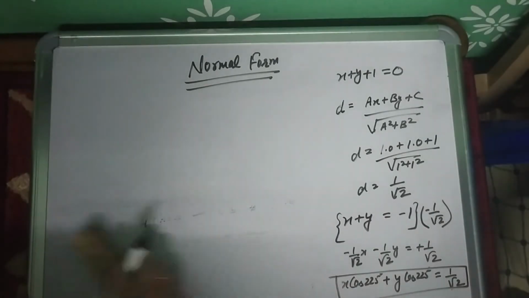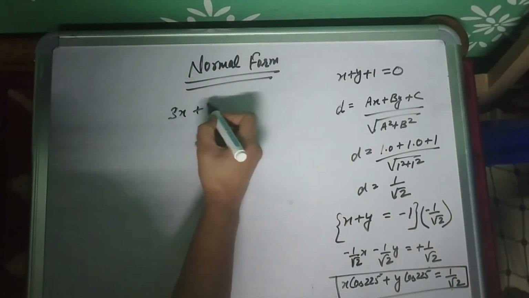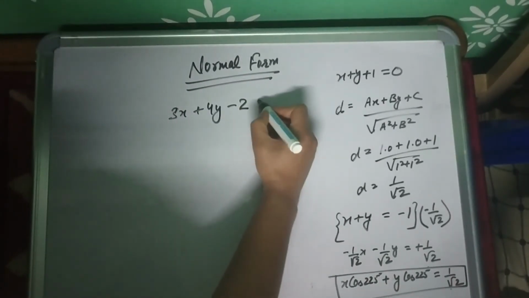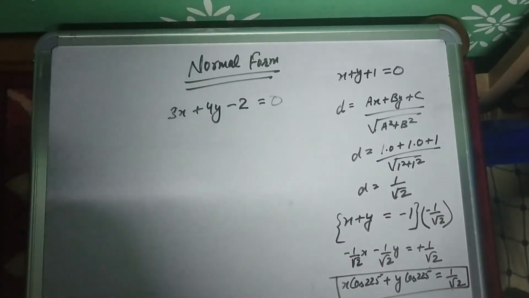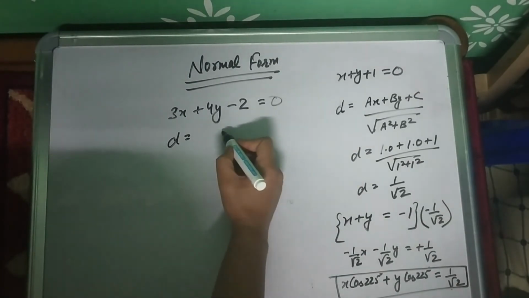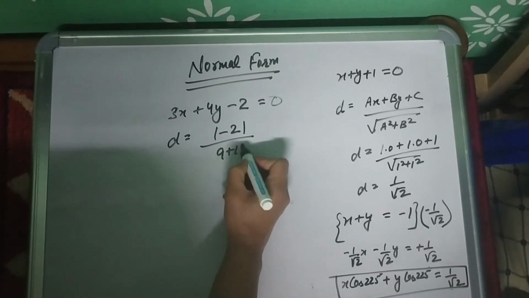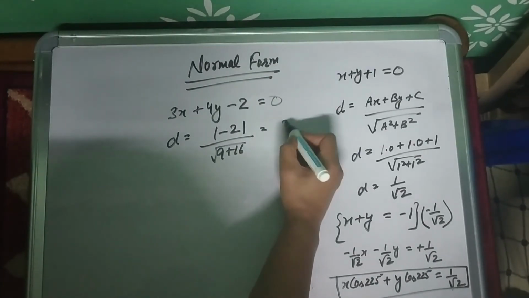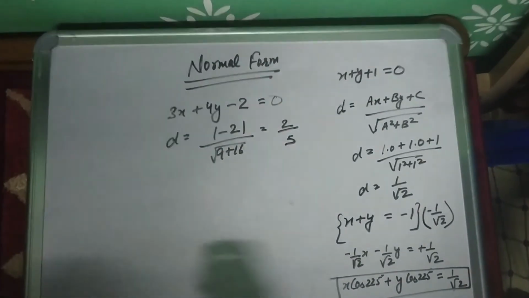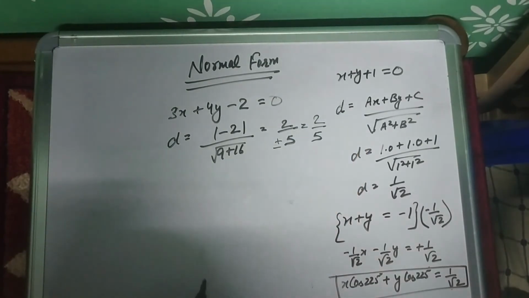Okay, let's try one more equation. Suppose we have 3x plus 4y minus 2 equals 0. Suppose this is the equation. So first of all we have to calculate d. So d is basically minus 2 over root of 9 plus 16. We take the positive one and this is actually equal to 2 over 5. This is 2, this is plus minus 5, but we actually take the positive value, so 2 over 5.